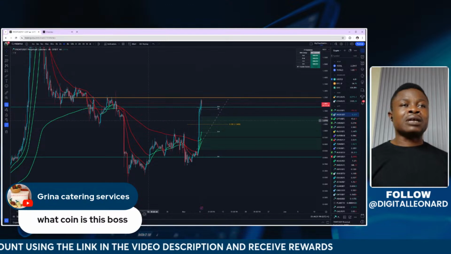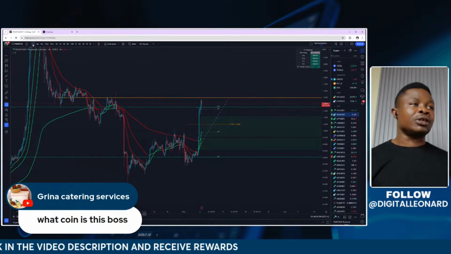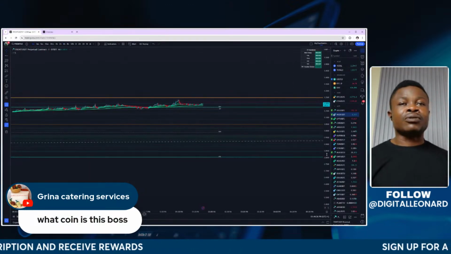But right here, if we break out of this area, I'll be taking a long trade. But if I go to the 1 minute time frame, I want to see what is happening here.